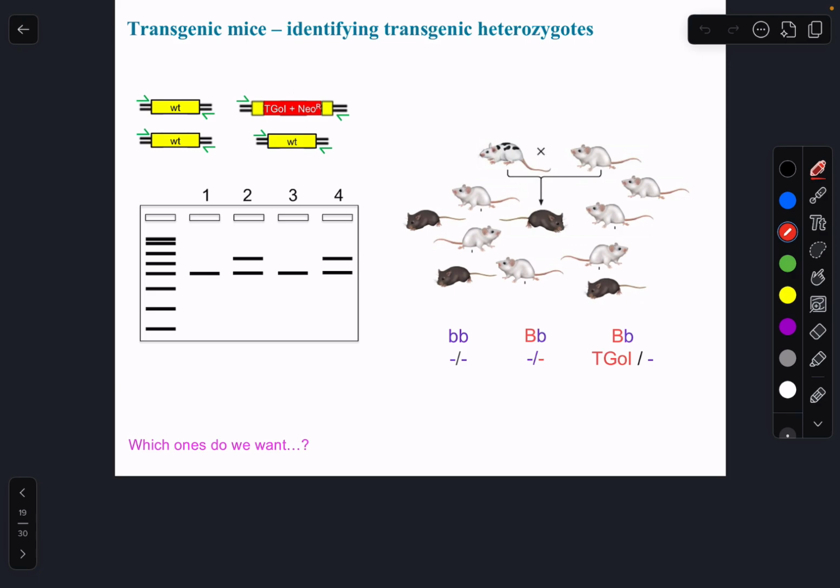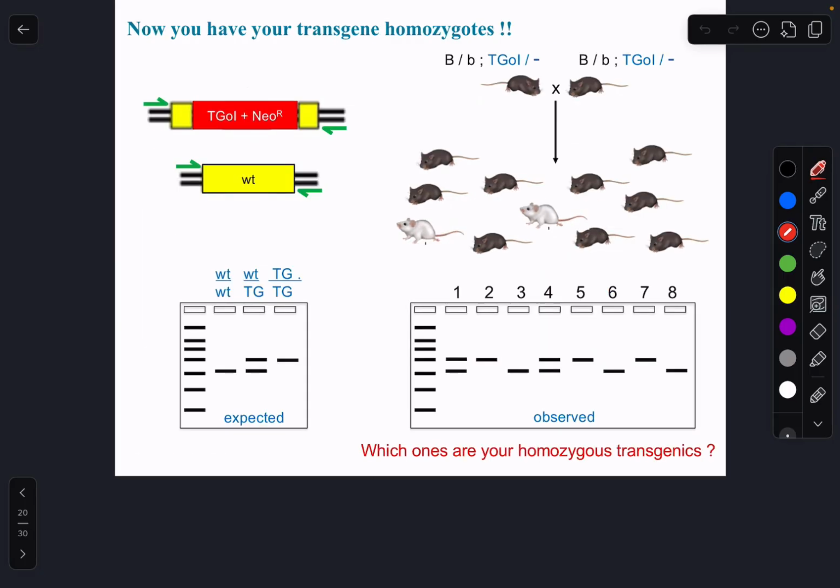This is essentially, when it comes to the transgene, a monohybrid cross. You're crossing 2 heterozygotes, you expect 25% of the progeny to be homozygote for the transgene. Here I ask which ones are your homozygote transgenics, and from here you know that it's any of those mice that have only the long amplification product.